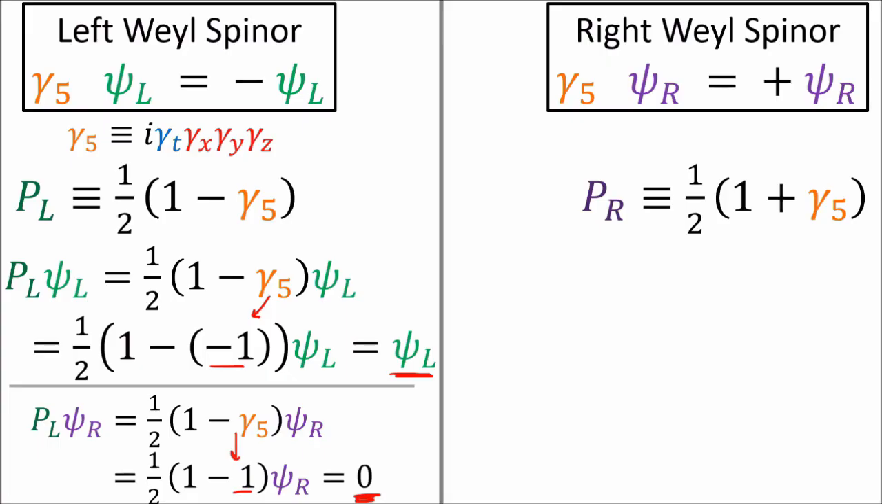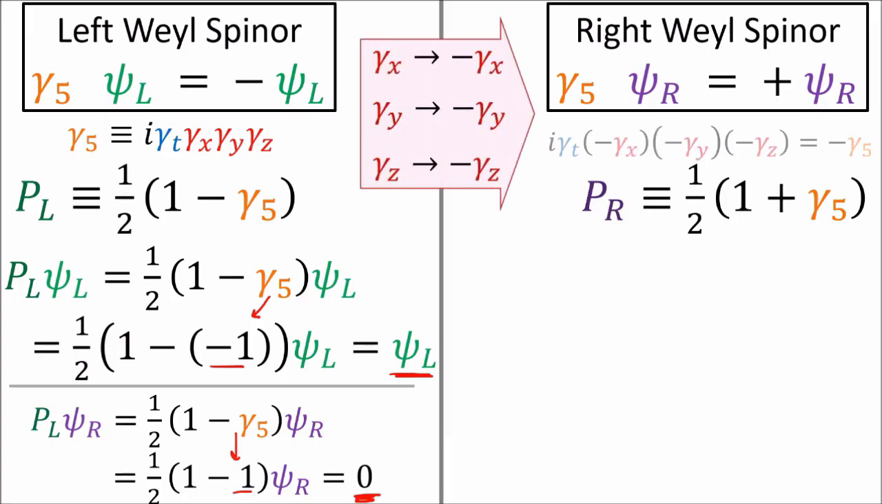The right projector PR is the mirror image of PL. We reflect the XYZ gammas, which has the effect of giving gamma 5 the opposite sign.